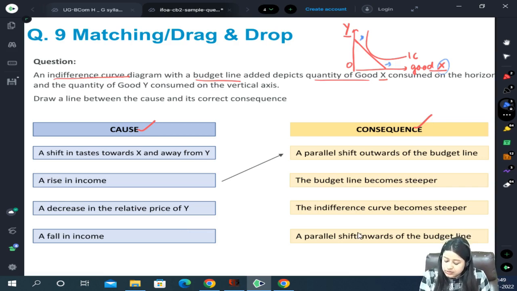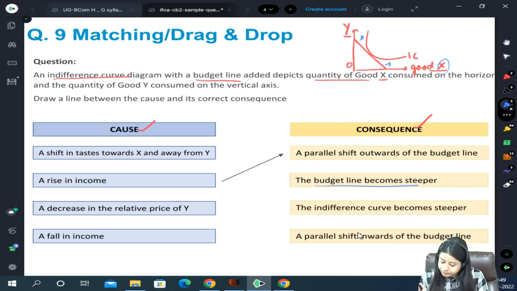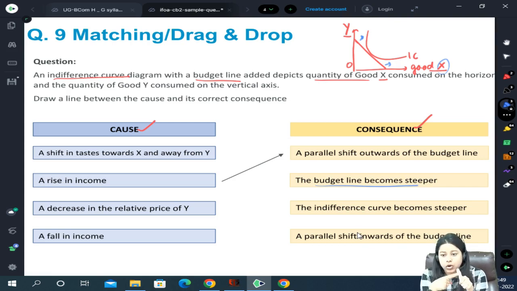What are the consequences mentioned? Budget line will become steeper. Budget line mein difference nahi aana chahiye. Budget line mein differences kab aate hain? When do you get a change in the budget line? When there is a change in the price of good X or Y or both or income. Theek hai? Budget line becomes steeper? Nahi.